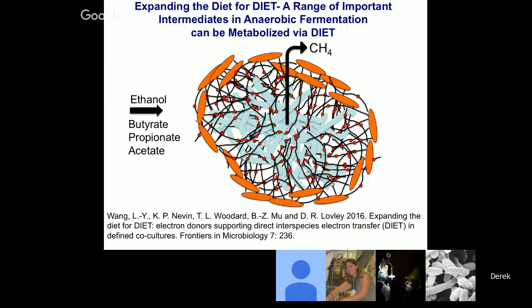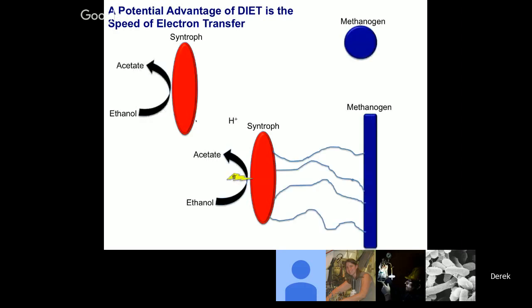More recently, we've expanded the study of DIET beyond ethanol to look at important intermediates in a wide diversity of anaerobic environments. So these would be short-chain fatty acids like butyrate, propionate, and even acetate can be metabolized by this DIET mechanism. So obviously, DIET takes place in at least a few environments. Interspecies hydrogen transfer has been documented in many environments. They're trying to understand what might be the advantage of one process over another. So I think the advantage of DIET is just faster. In both cases, you have a syntroph metabolizing ethanol, but once the syntroph metabolizes it with DIET, you get really fast electron transfer to the methanogen, whereas diffusion for interspecies hydrogen transfer is much slower. So that's one potential advantage of DIET.